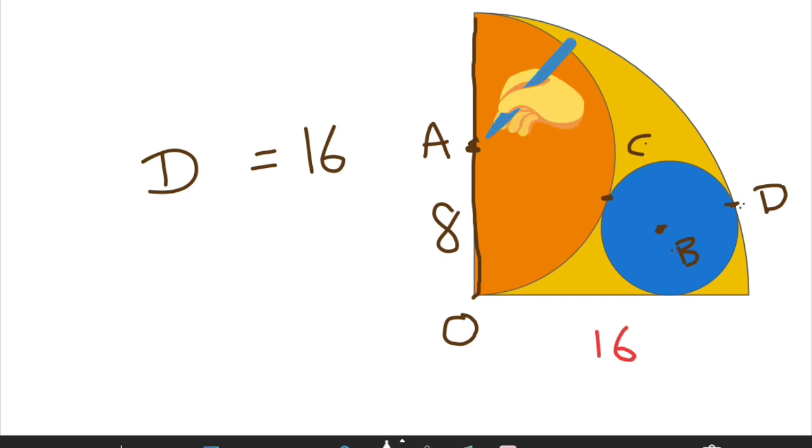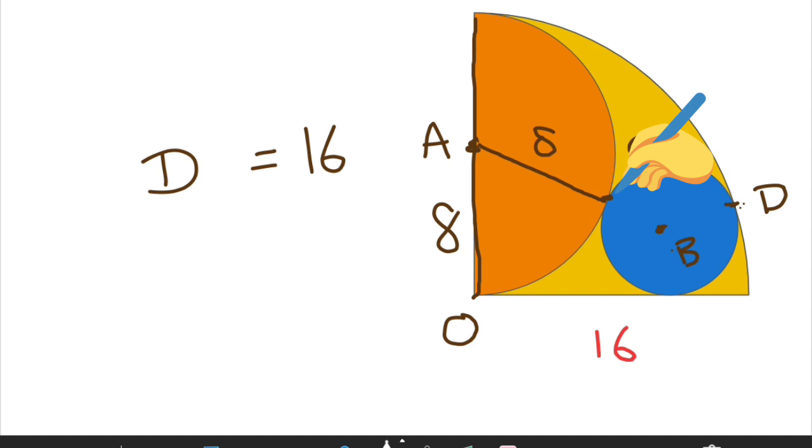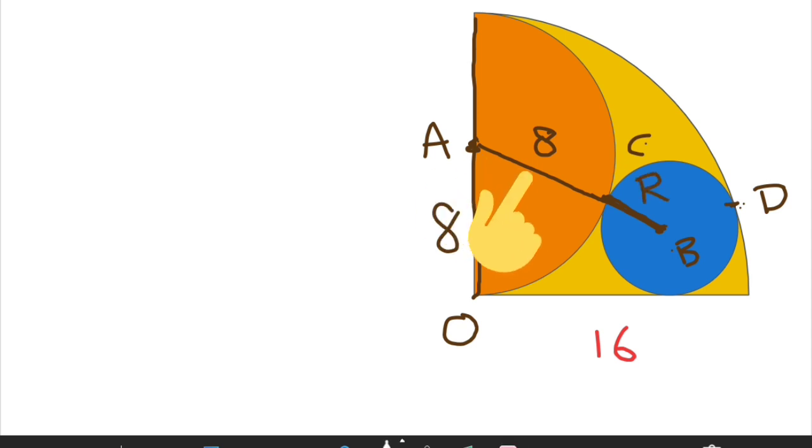If you draw a line from the center of the semicircle to here, it is nothing but the radius of the semicircle, isn't it? And we know that the radius of the semicircle is 8 units, right? So just write 8. And if you draw from the center of the small circle to this point, it is nothing but the radius of the small circle. We don't know the radius of the small circle, so just assume it as capital R. Then AB length is 8 plus R.